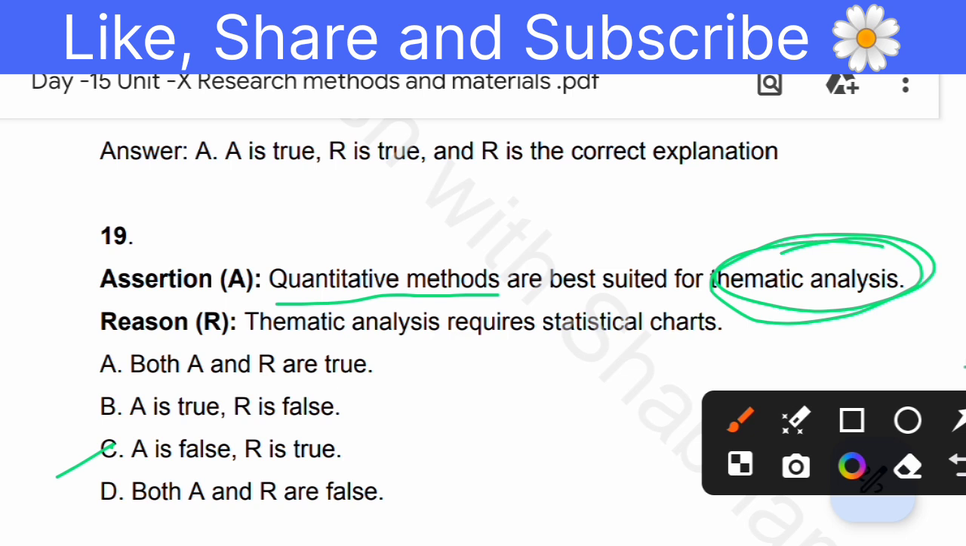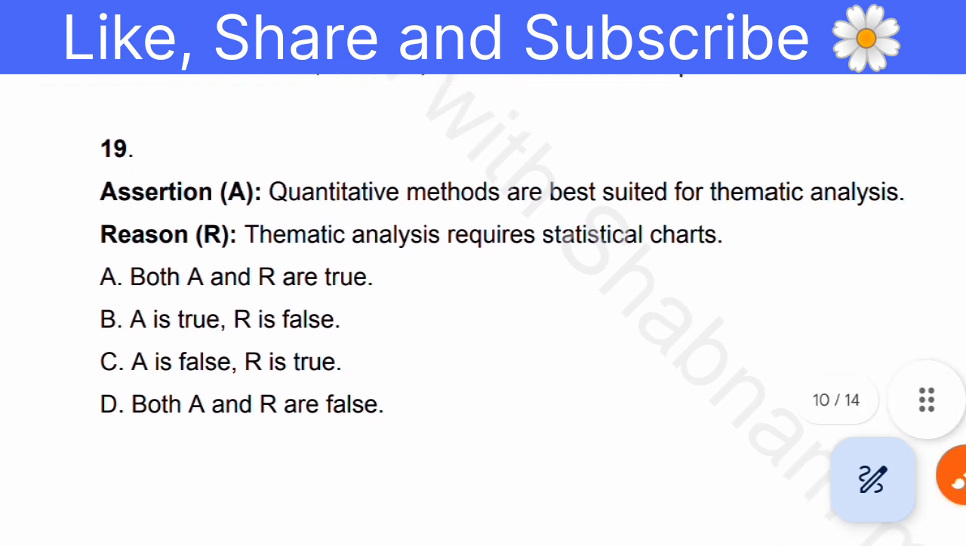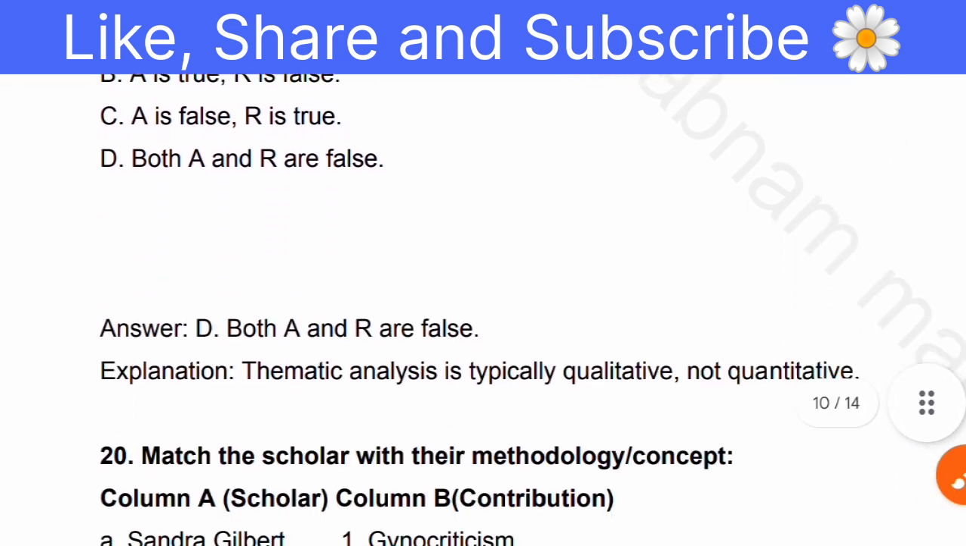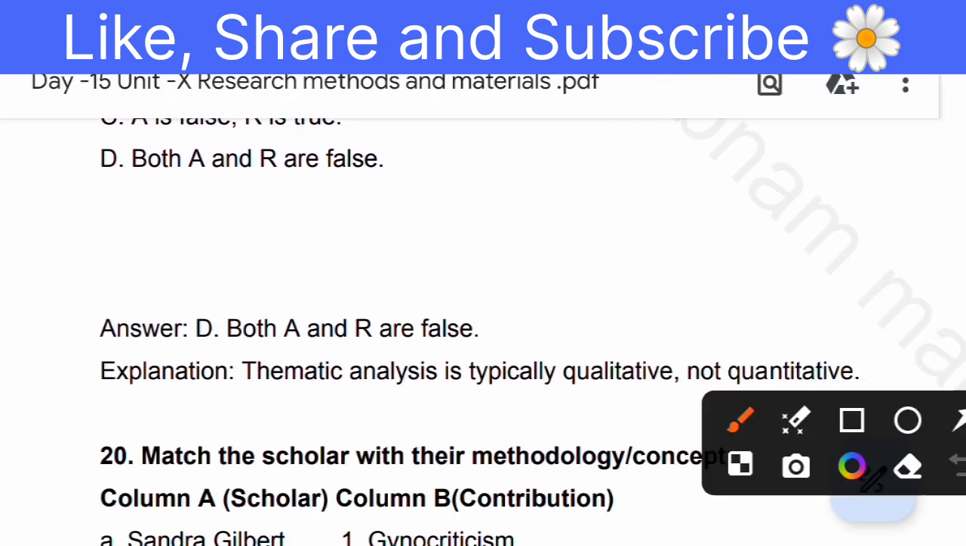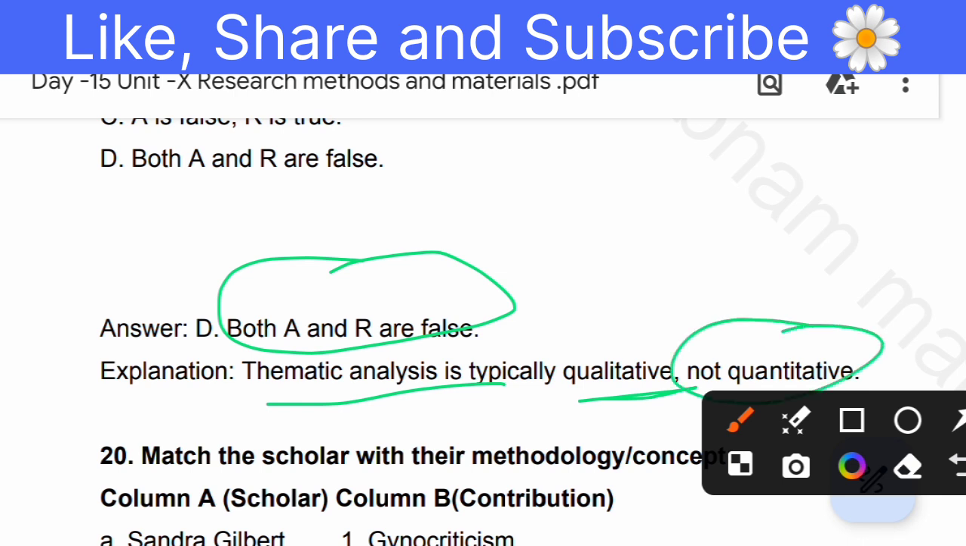So the correct answer of this question is going to be the option D, that is both A and R false. Why? Because thematic analysis is typically qualitative, not quantitative. Okay. So in quantitative, statistical data is used, not in thematical.